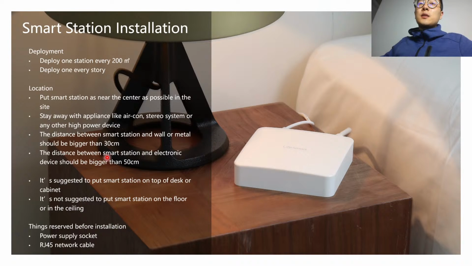The distance between the smart station and electronic devices should be bigger than 50 centimeters. It's suggested to put the smart station on top of a desk or cabinet. It's not suggested to put a smart station on the floor or in the ceiling, because sometimes we find that ceilings have metal material, which will block a certain amount of signal. I will talk in later slides about what you need to test after you finish the installations.